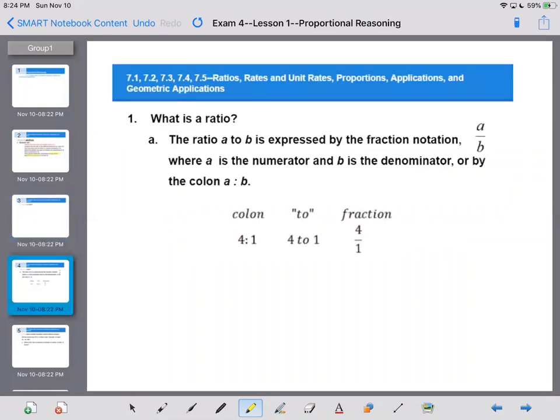And so we see it typically in this fraction form where we're comparing A to B, but we also can write it in a colon form, 4 to 1, or the word TO, so 4 to 1, or we see it in the fraction form. So those are 3 different ways that we can compare a numerator and a denominator, or compare two quantities.